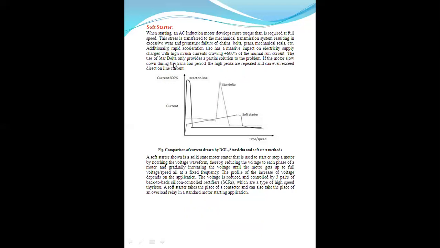The use of star-delta only provides a partial solution to the problem. If the motors slow down during the transition period, the high peaks are repeated and can even exist as direct on line current. This is the comparison of the current drawn by the DOL starter, this is the star-delta starter current, and also this is the soft start method. And it is seen in the case of the soft start method, the starting current is very less compared to the other two methods.